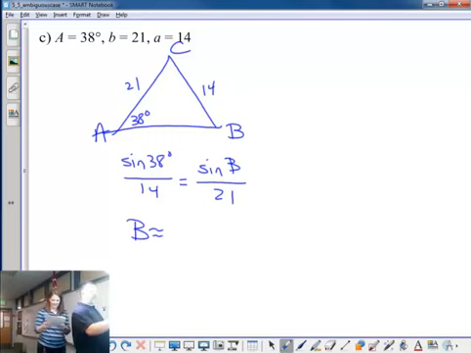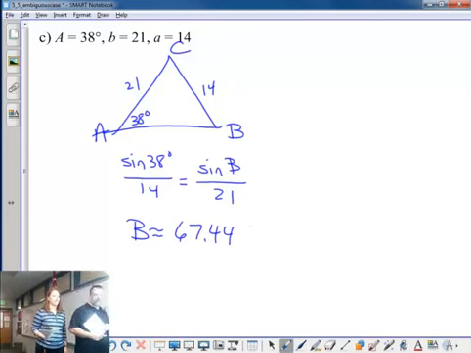And what'd you get for B? I got 67.442 degrees. Is that okay? That's great. And so how do we find angle C? But right now we know there's one triangle, yes? We do, because we got an answer for B. We are guaranteed one because we got an angle and we can always find the rest of them.